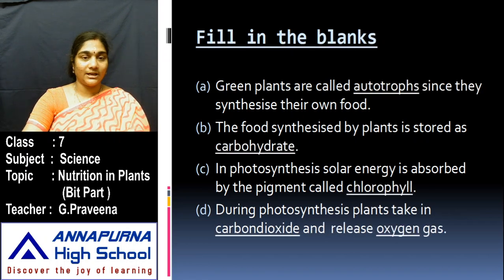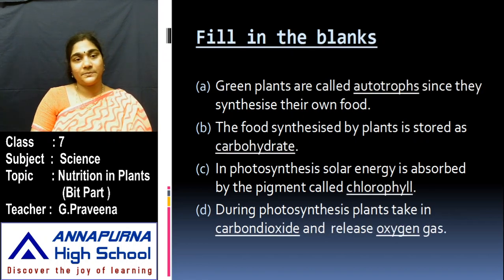Yes, so here are the answers for these bits. So green plants are called, what are they called as? They are called as autotrophs. As they prepare their own food, they are called as autotrophs. The food synthesized by plant, so in what form is it stored as? It is stored as carbohydrate.